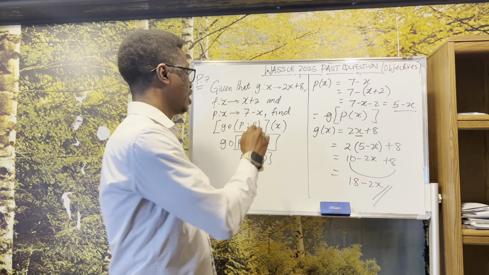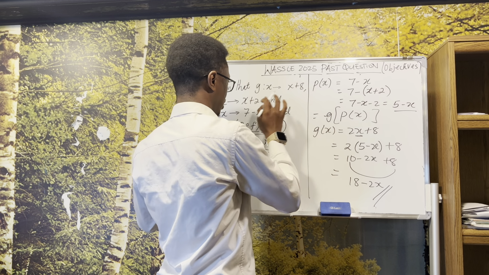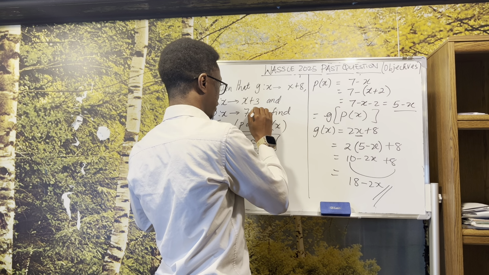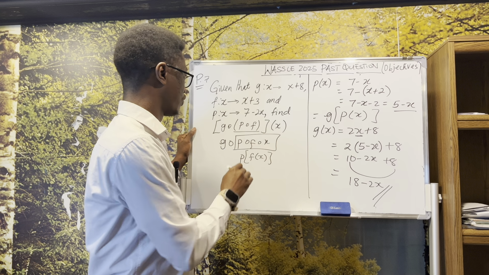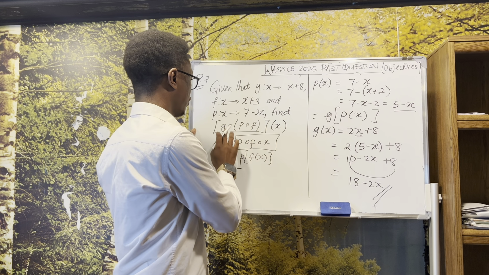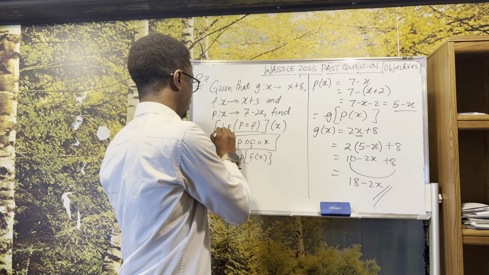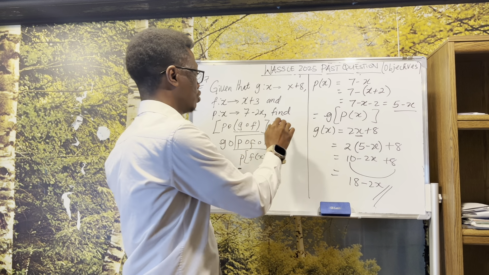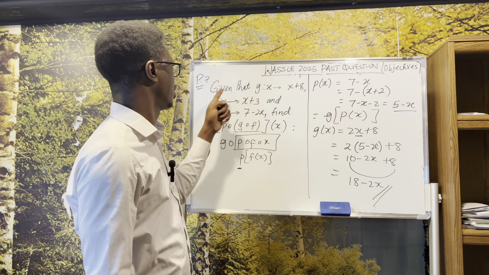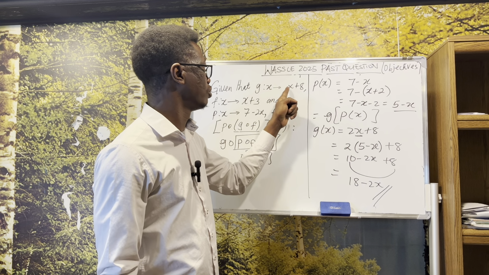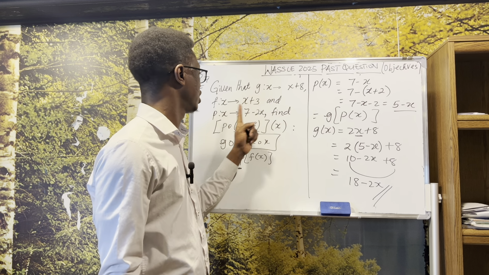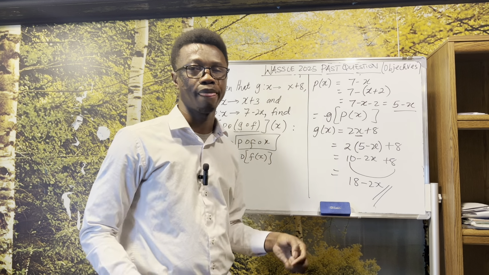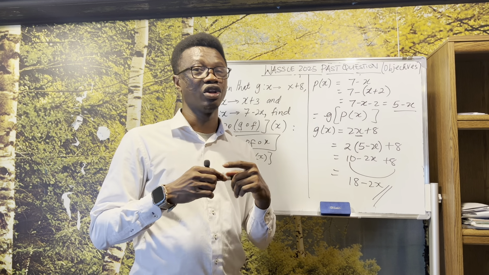Let's see, now if I change this one to x plus 8, this to x plus 3, and this one to 7 minus 2x, I want you to find the answer. Now this is p, and this is now going to be your g. You're given that g of x produces x plus 8, f of x is x plus 3, and p of x is 7 minus 2x. Find p of g of f of x. Let me see the answer. That's the only way you can learn.